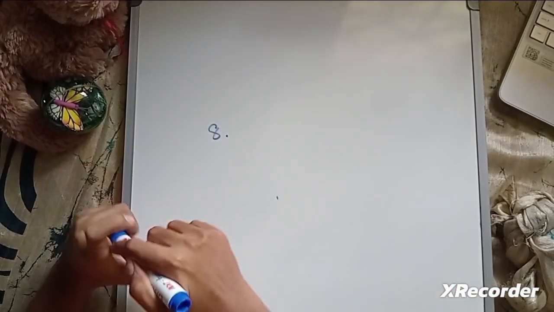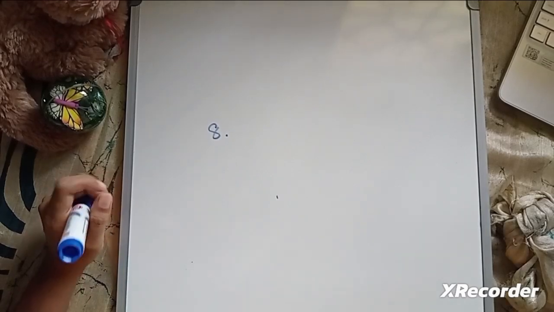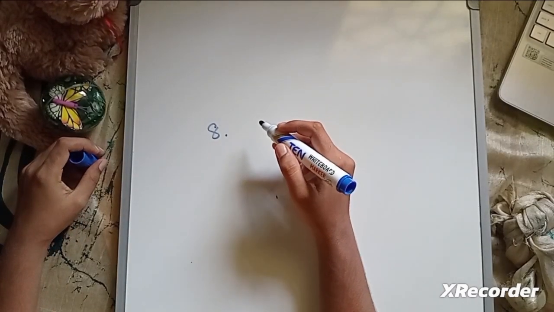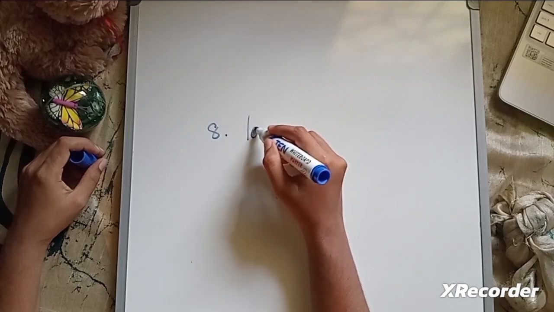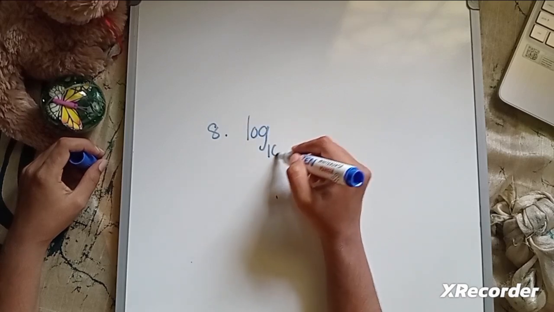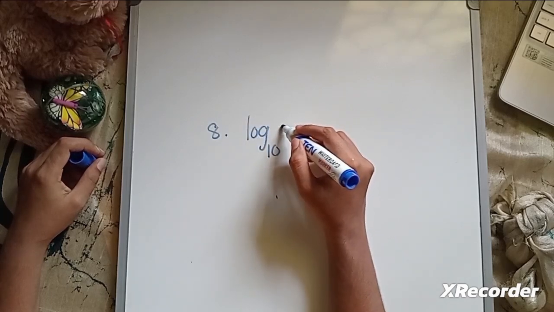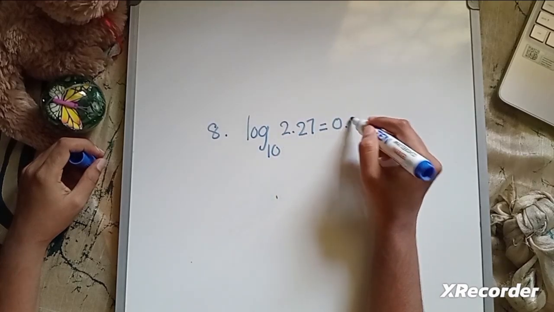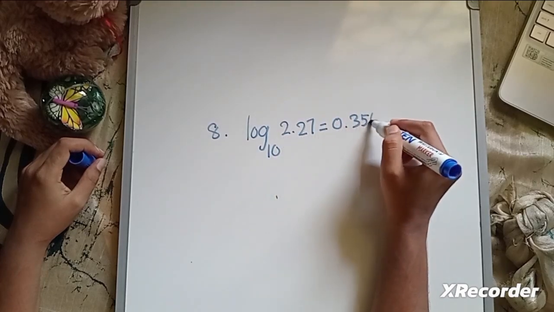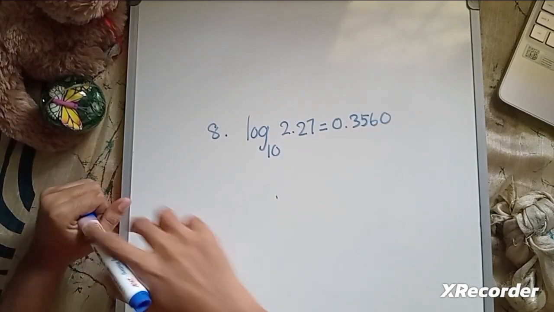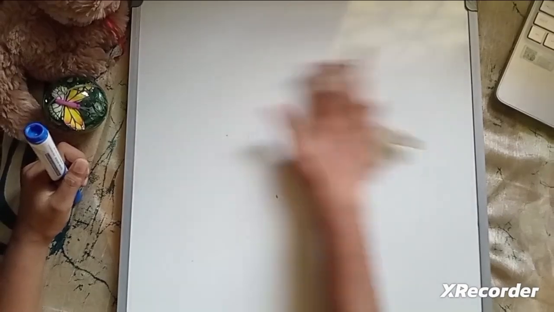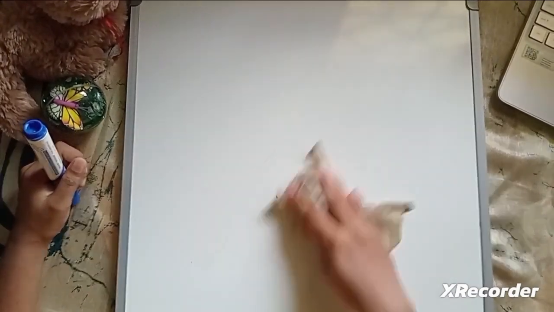In the eighth problem they asked to express this value in logarithm form. So we can write log 10 of 2.27 equals 0.3560. So simply we can write like that.